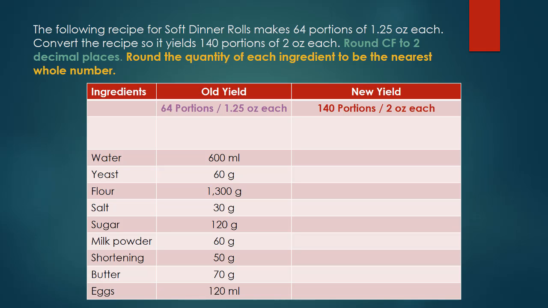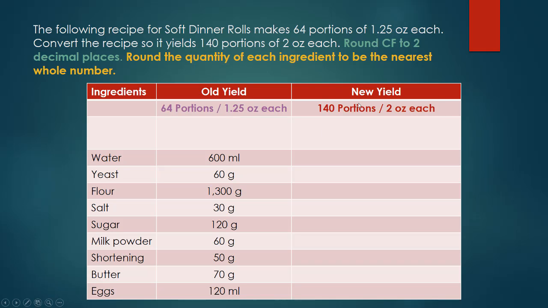In our last example, our recipe made 12 units. We made 12 muffins. We wanted 80 units. So our portion amounts were the same. We were just playing with the amount of portions. Well, here in this recipe, our old yield or original recipe makes 64 portions. Little bread rolls, dinner rolls, soft dinner rolls. We make 64 dinner rolls, and each dinner roll is 1¼ ounce each. So we have a portion size, we have a portioned amount and a portion size.